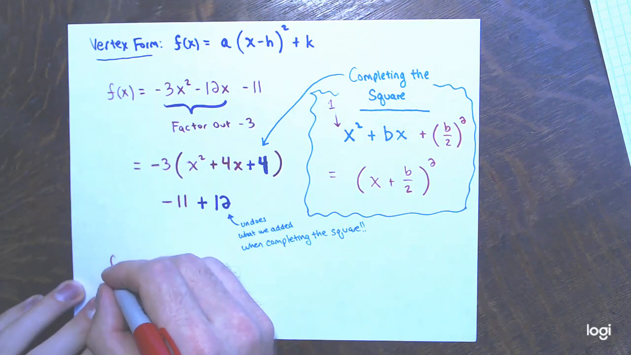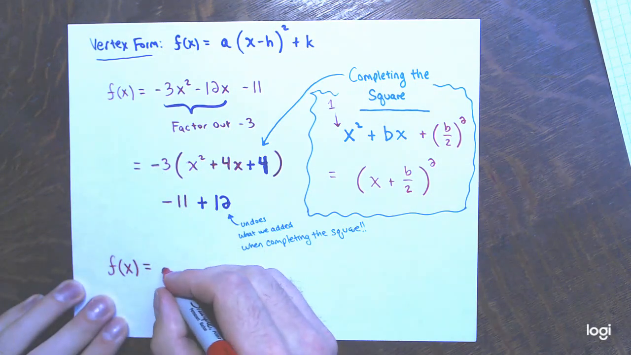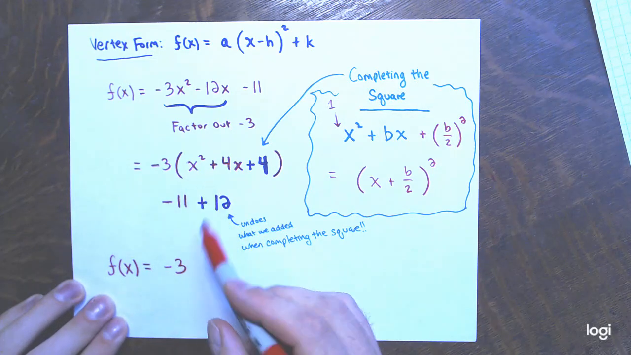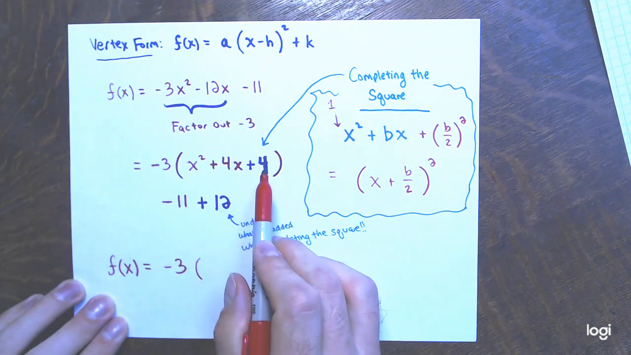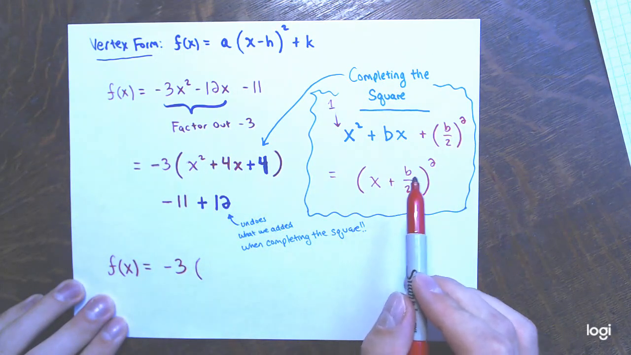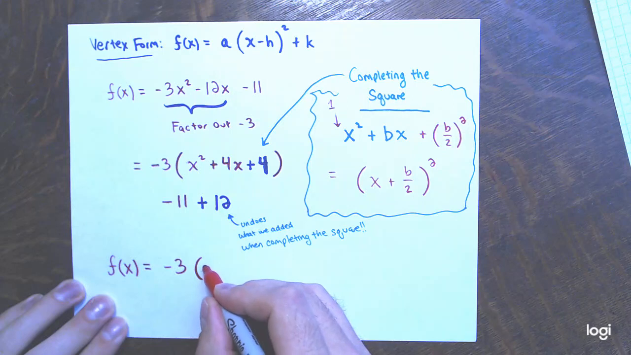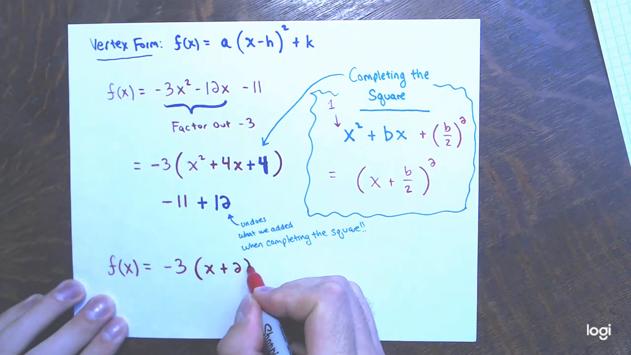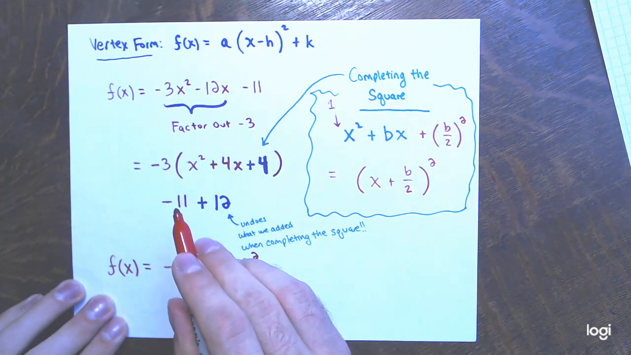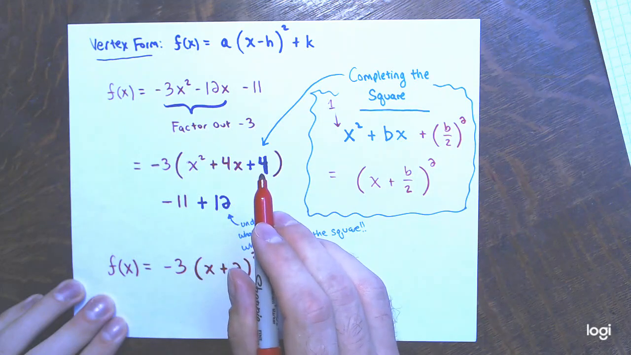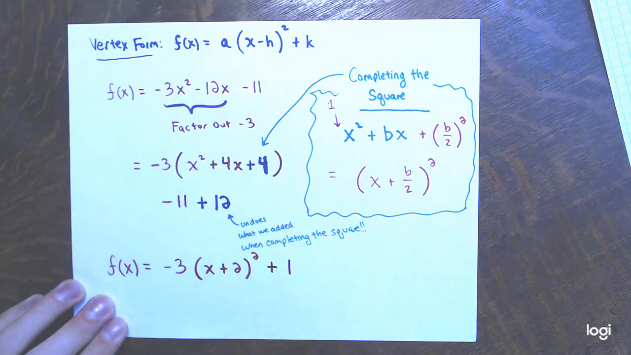Alright, so finally now we have f of x equals the negative 3 outside times, and then in parentheses here, x squared plus 4x plus 4. Again, the whole reason for completing the square is so I can rewrite it as a perfect square. X squared plus 4x plus 4 is equivalent to the quantity x plus 2 squared. And then after the parentheses we have negative 11, and then the plus 12 we added to counteract the completing the square. Negative 11 plus 12 is positive 1.